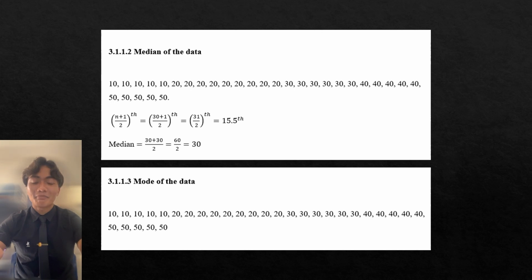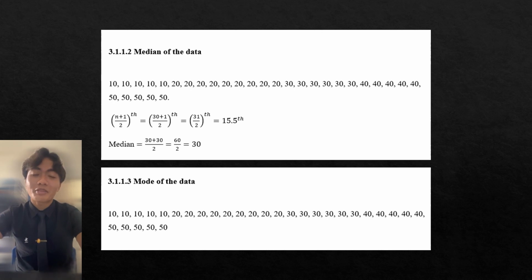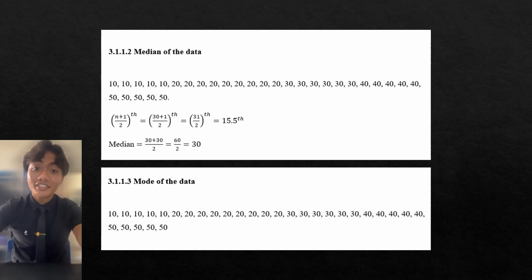Median of the data. Median of the data means the middle data among the number of samples. Here is a formula we can use to know the position of the middle data, which is n plus 1 divided by 2. N is the number of samples, and the number of samples we have is 30. So 30 plus 1 divided by 2, and the middle position we get is 15.5. Now include it in the formula of median. So median equals 30 plus 30 divided by 2, and the median is equal to 30, and the median of our sample is 30 minutes.